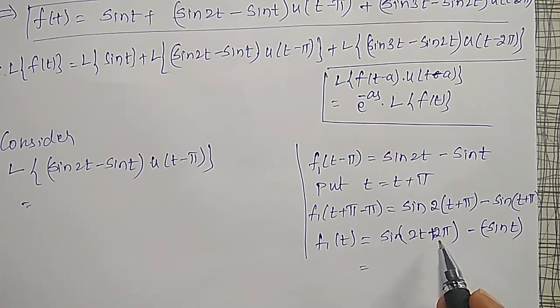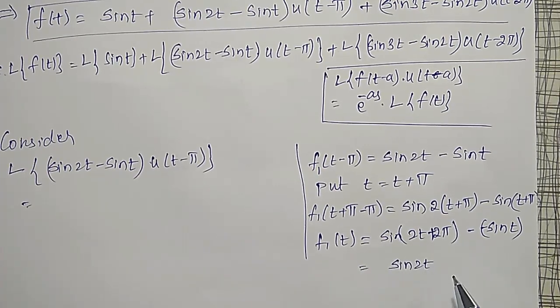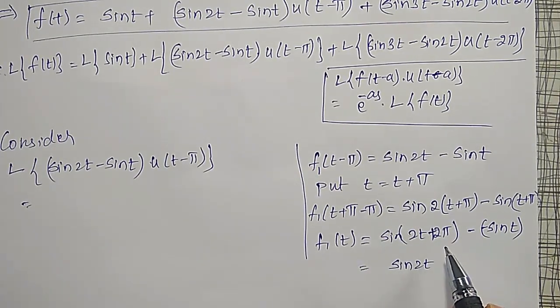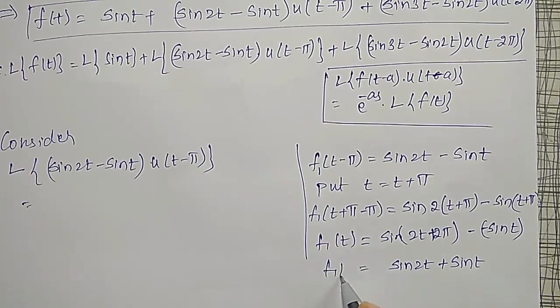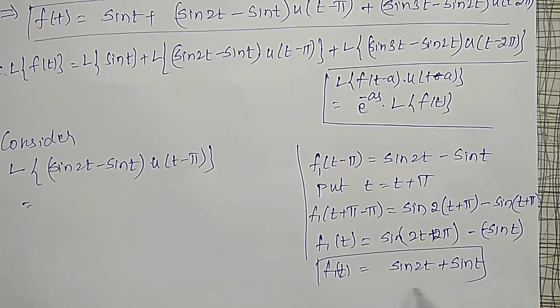Now the same thing I have to use here. Sine of 2 pi plus 2t will become sin 2t as it is, because it is in the first quadrant again. 2 pi means 360 degrees. It is in the first quadrant, therefore in the first quadrant all are positive. Therefore it is sin 2t minus of minus, plus sin t. This is my f1 of t. Let me use this here.